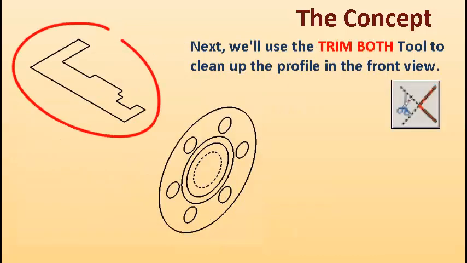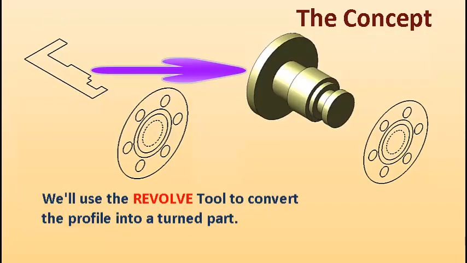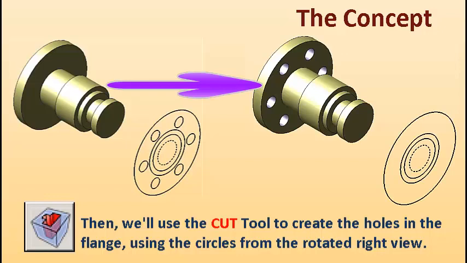Next, we'll use the Trim Both tool to clean up the profile in the front view. We'll use the Revolve tool to convert the profile into a turned part. Then we'll use the Cut tool to create the holes in the flange using the circles from the rotated right view.